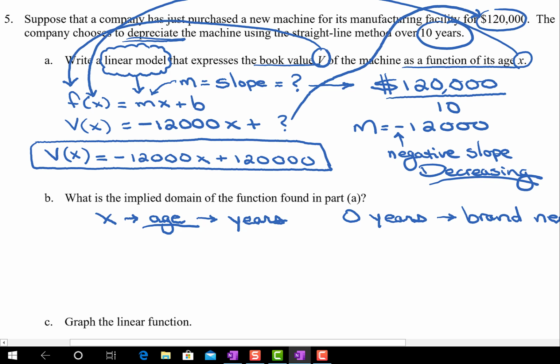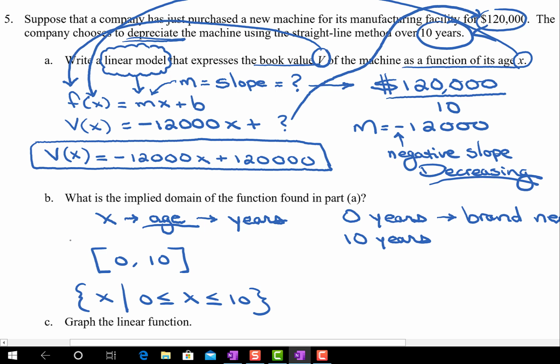And I apologize, it went off of the screen here, but I'm telling you what that says. It says brand new. And at the end of 10 years, it's basically going to be not worth anything. So it's only going to last for 10 years, the value of this machine. So it's basically going to be the closed interval from 0 to 10, if we're going to write that in interval notation. Or another way we could write this is in set builder notation, right? The set of all x such that x is greater than or equal to 0 and x is less than or equal to 10.